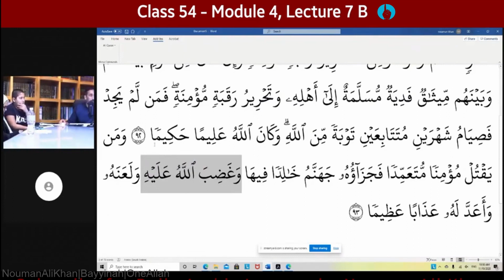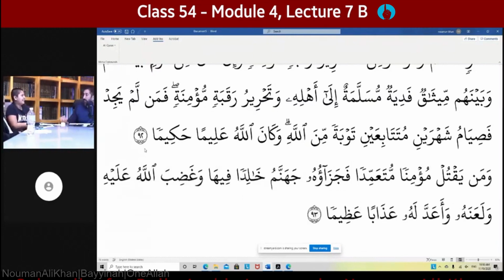Okay? So those of you who have thoughts about killing your uncle or whatever, you should read this ayah and let that thought go. Okay?